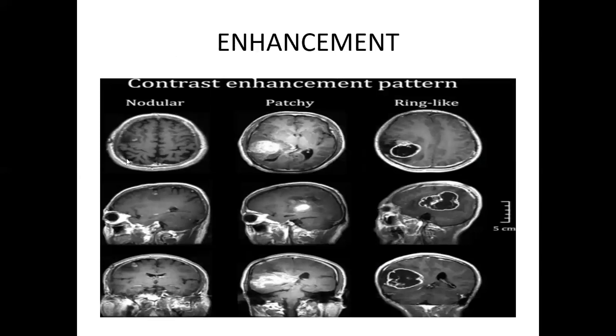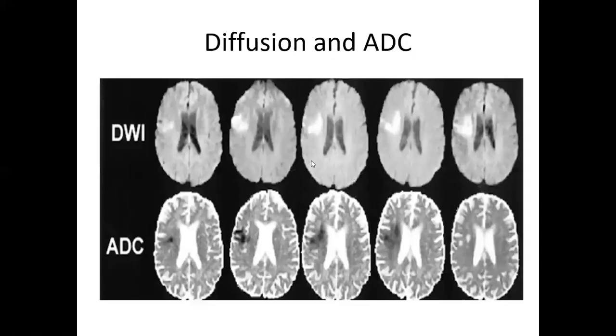Enhancement pattern: it may be nodular enhancement, patchy enhancement, or ring-like enhancement. Ring-like and patchy enhancement go in favor of high-grade gliomas, and in small enhancement it is intermediate or maybe high-grade glioma also. So we have to see which type of enhancement is here, and you can define your lesion.